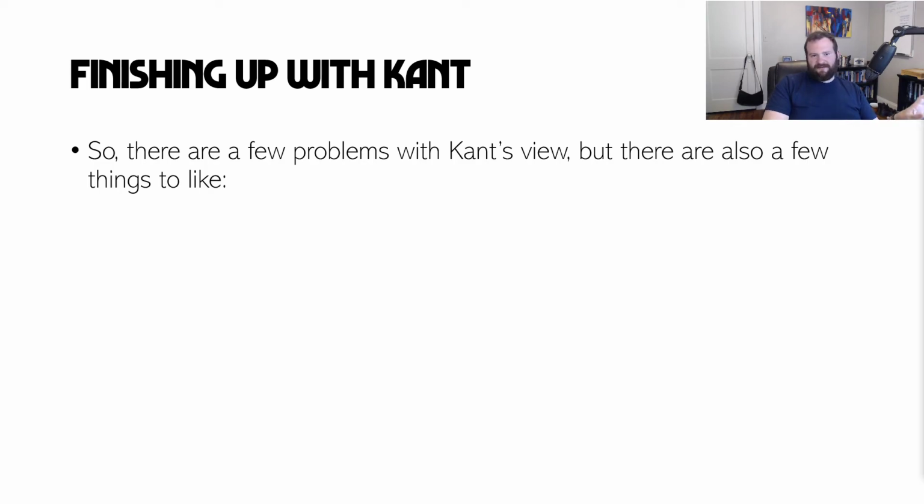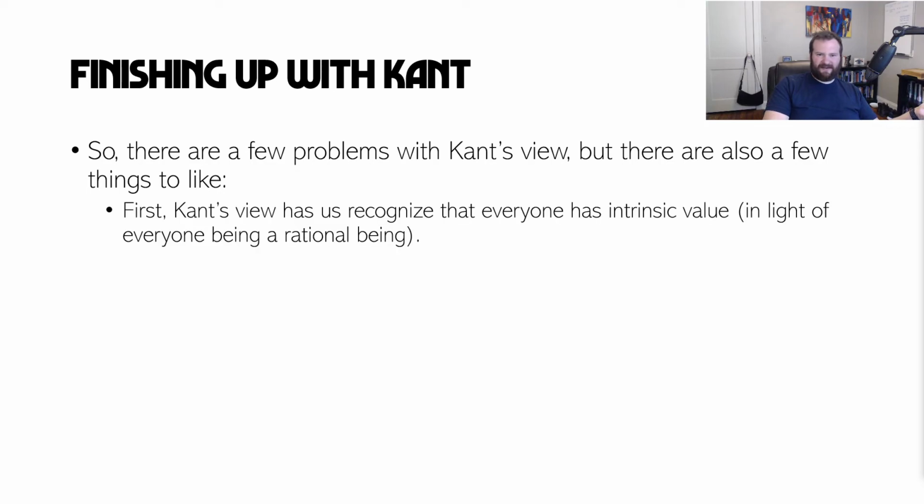Okay, so there's a few problems with Kant's view, but there are a few things to like as well, right? For instance, Kant has us recognize that everyone has intrinsic value. So unlike the utilitarian who said, hey, you might have to sacrifice that one person in order to save the five, hey, we might have to feed ourselves to the monster if that's how well-being works out, Kant says, no, you can never, ever treat another person as a mere means. You are not allowed to do that, right?